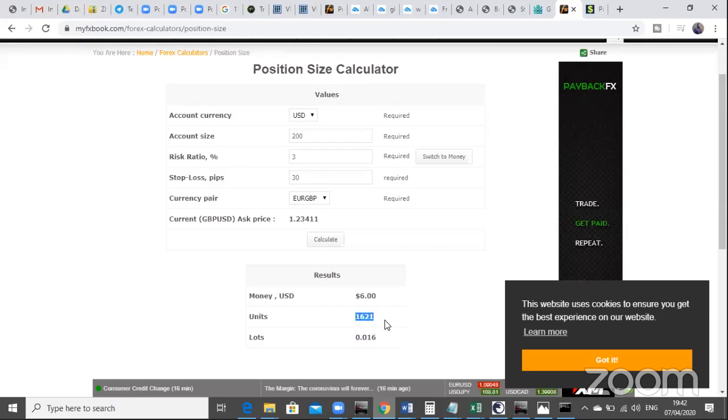Look at that. So now I don't need to know the contract unit for each of the currency pairs. Me and you don't need to know. All I need to do is put in, when my account balance is 200, I put in 3%, I put in the stop loss, and it will automatically tell me the lot size. So you don't want to joke with this.